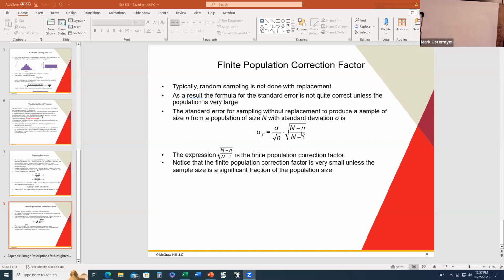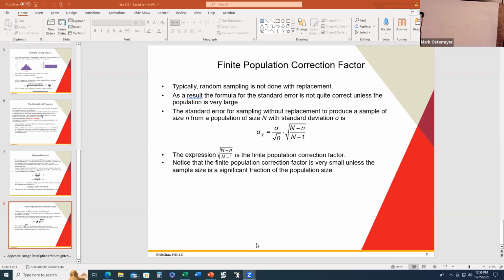Okay, but normally we don't have that problem because normally our population is so much larger than the size of our sample, in which case we don't have to use this finite population correction factor. So I'm not going to really make a big deal out of this correction factor because normally it's not an issue. Normally our sample size is no more than like 5% of the size of our population.